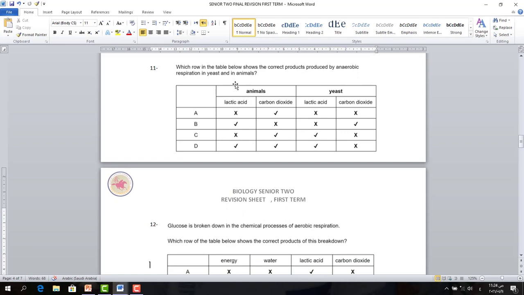Which row in the table below shows the correct product produced by anaerobic respiration in yeast and in animals? In animals, lactic acid, yes. So B or D. In yeast, ethanol. Lactic acid, no. Ethanol and carbon dioxide. So B.